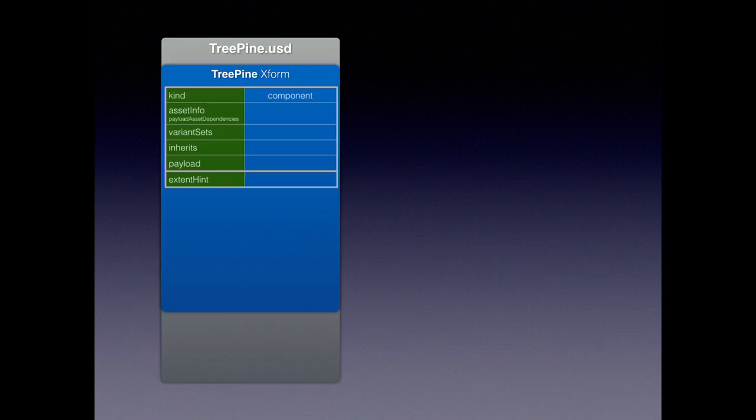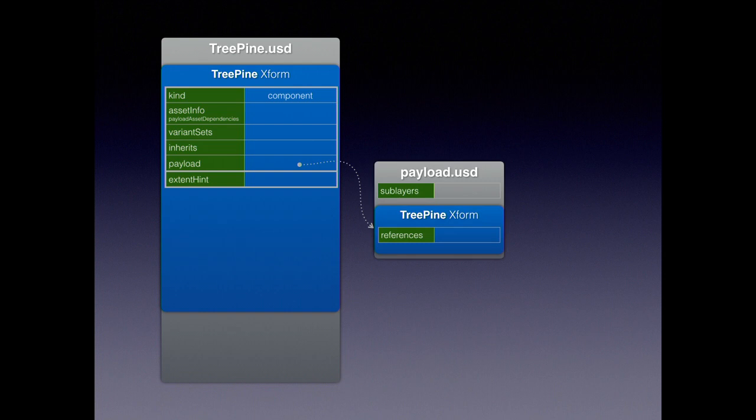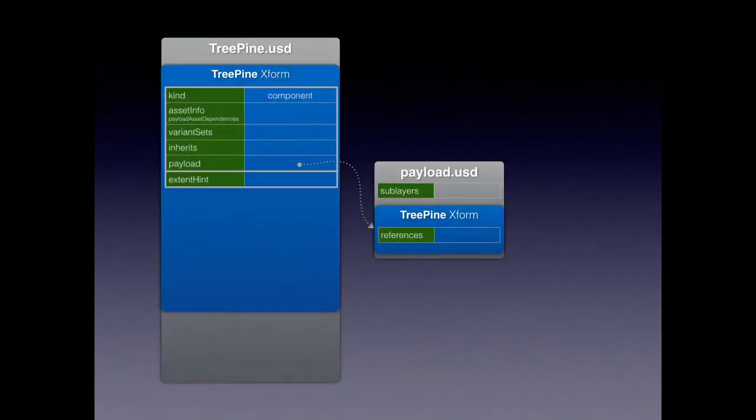So if we had a tree pine asset, we would have a tree pine USD file, which has a root default prim of tree pine. That tree pine would have metadata called kind set to component, and it would also have a payload. That payload, if you're not familiar with it, is very similar to a reference. Payloads are special because they can be loaded and unloaded. So you can open up a stage with all payloads unloaded and not pay for the composition cost until you need to load it later. That can help reduce the memory footprint as well as the time to compose and load up a stage. So we have a payload USD file associated with this tree pine USD file.